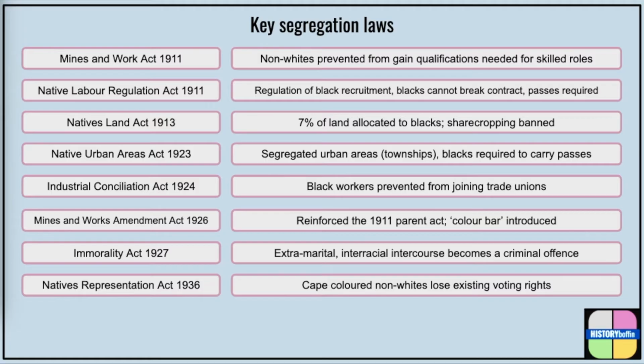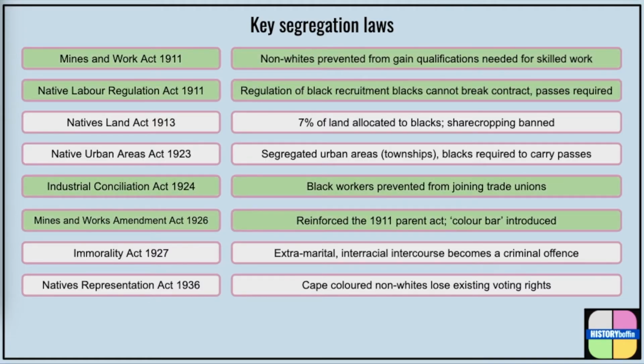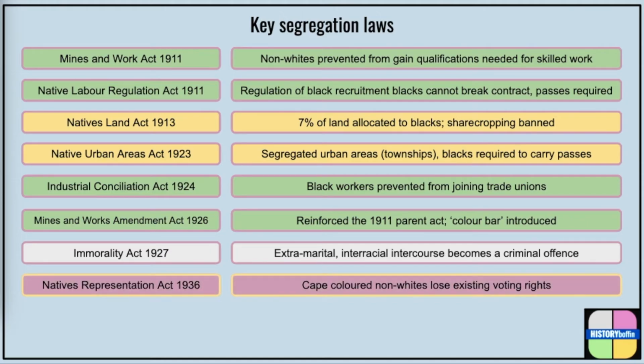Let's look at our acts again. We can identify 4 acts that segregated the workplace. We can also link together 2 acts that focused on separating where and how blacks and whites lived. There is 1 act that was political in nature and 1 act that was social. Thus, we have taken our knowledge of the acts one stage further.